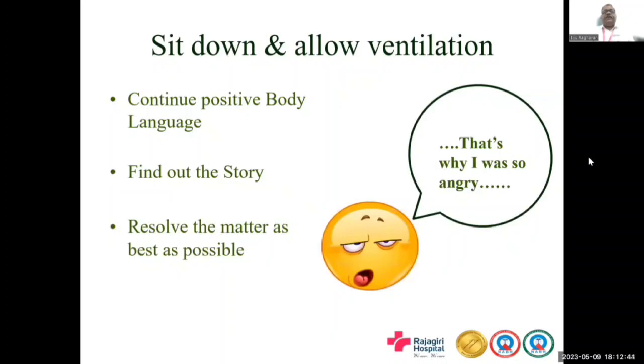When you sit down with this person, you have to continue your body language, except that now you are not standing, you are sitting. You are sitting, the angry person is sitting, so the eye contact is at level. With your body language, you are continuing to send a message: I see you as my equal. I am creating equality between us.